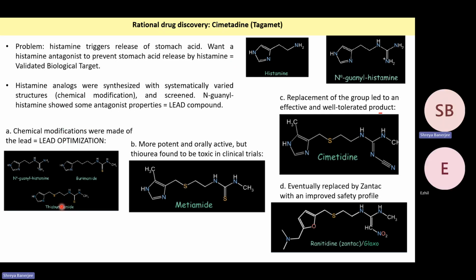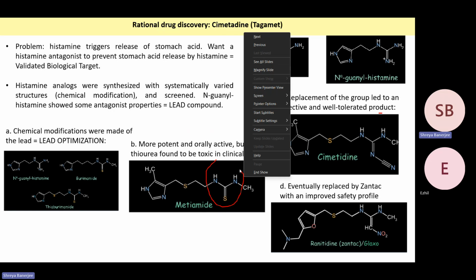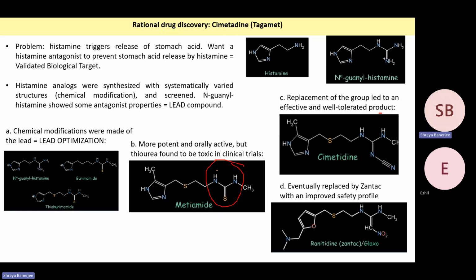Several modifications were done to the lead molecule, and each of the modified molecules were treated to see their antagonist properties. One of the molecules, metiamide, was found to be very potent and orally active. So it could be a drug that is ingested orally, but the problem was the byproduct, thiourea. So this molecule was the byproduct, thiourea, and it is toxic in clinical trials. So while this shows good antagonist activity, this is a toxic molecule.